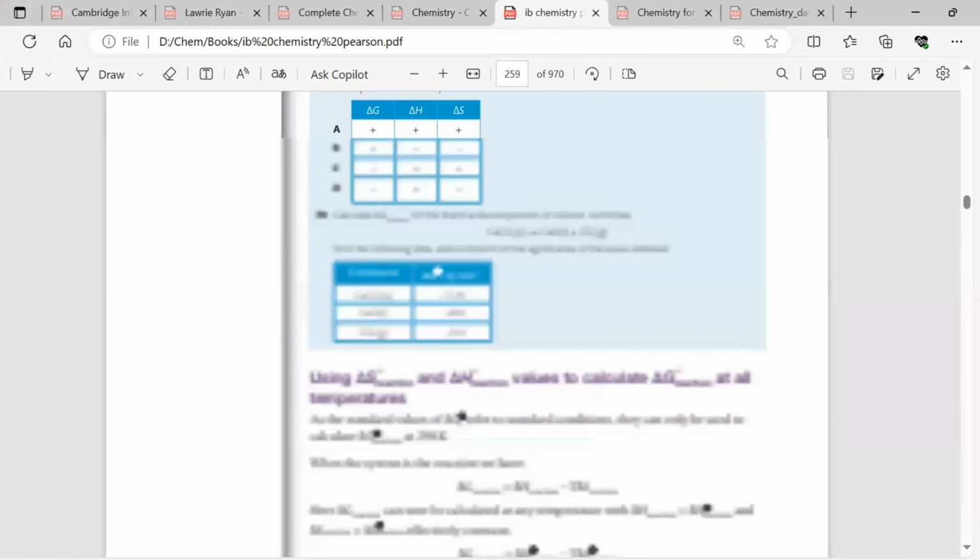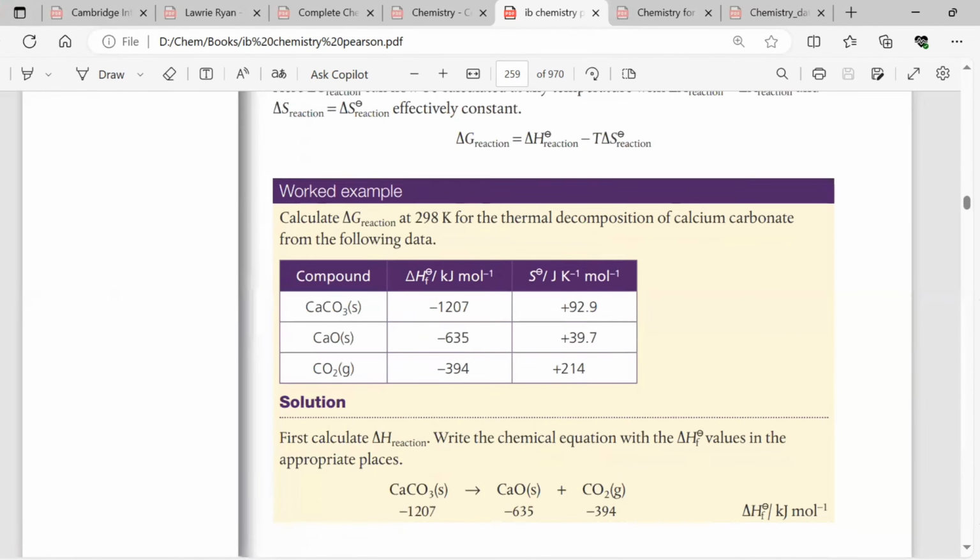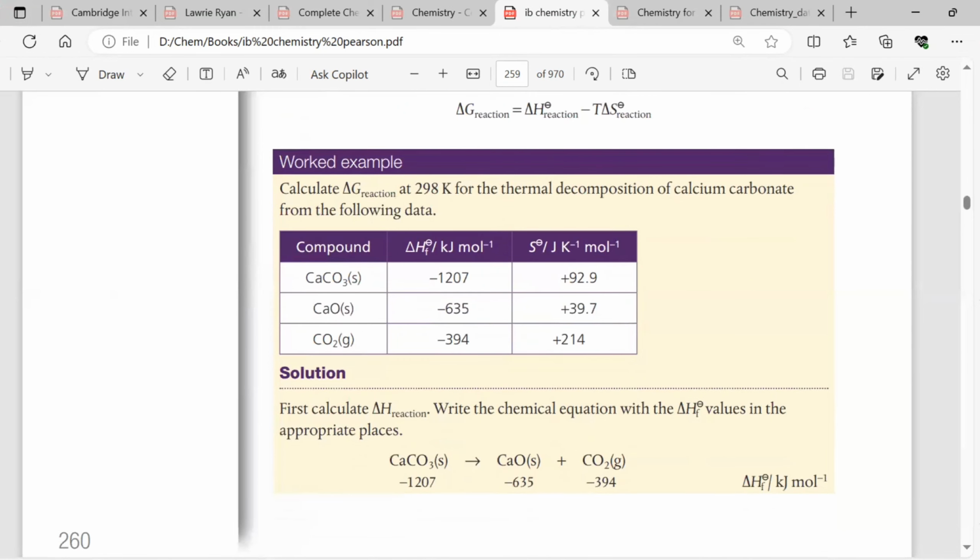Now, if you have got a question like this: calculate the delta G reaction at 298 Kelvin for the thermal decomposition of calcium carbonate from the following data, right? Now, over here we have to use this equation, delta G is equal to delta H minus T delta S, right? Isn't it? We have to use this equation.